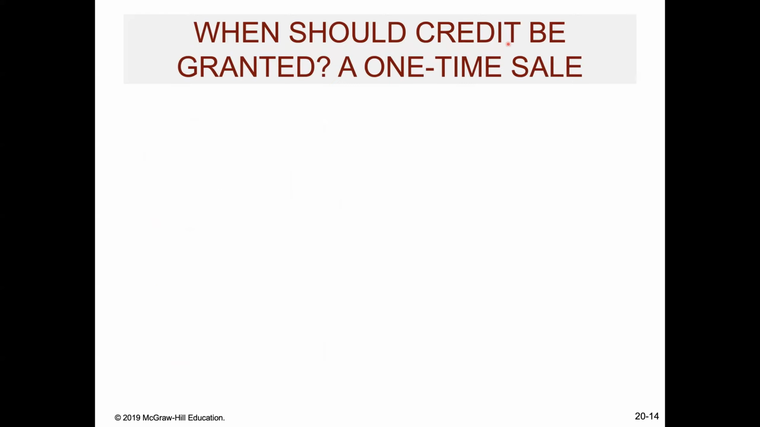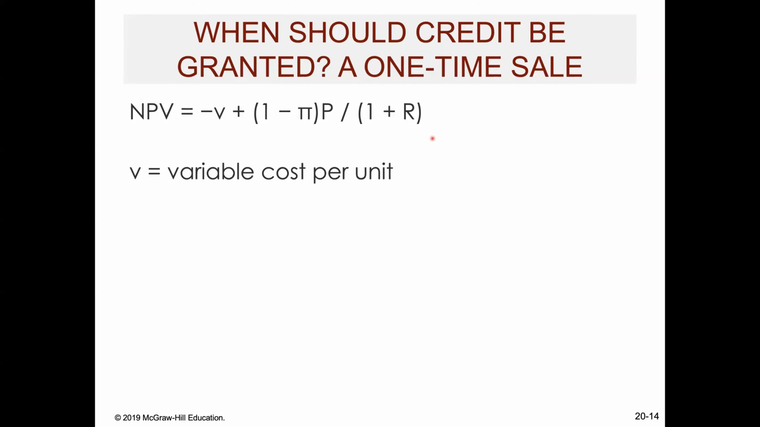So when should credit be granted? Let's look at our first scenario. If it's just a one-time sale. So this is not an ongoing customer. We're going to sell something and it's likely going to be just a one-time sale. So we've got to look at the net present value of selling to this customer. And here's our formula, and we'll define each of these terms here.